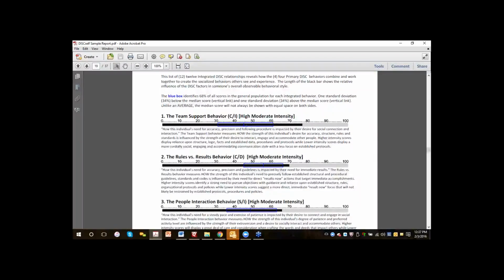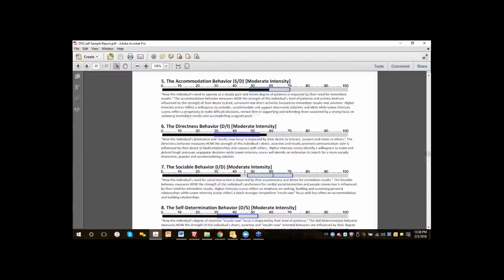The blue structure here, right in the center, is the average of all people, and to the right is 1 standard deviation, which is 34% of the population. To the left is 1 standard deviation. That's another 34%. So this blue bar is 68% of all people who score in this area on team support. So it just says, hey, this person is much stronger, much higher in intensity, and so on down the line. And we can see how they could be lower, so moderate or low in their intensity.